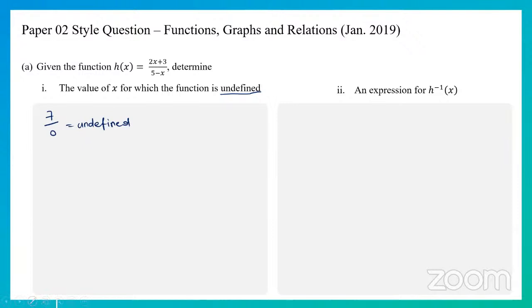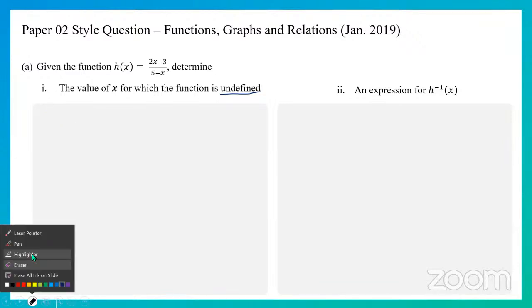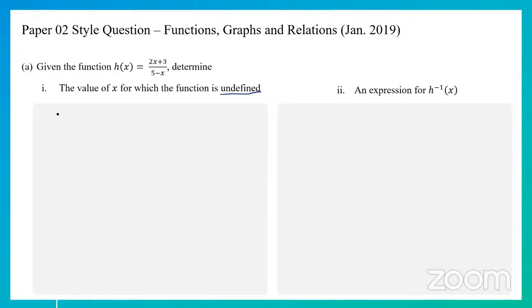So we're trying to find out what value of x makes our denominator 0. When they say value of x for which the function is undefined, they're asking for the value of x which makes the denominator equal to 0. Here I'm just going to rewrite the function h of x equal to 2x plus 3 over 5 minus x. We're trying to find the value of x that would make this denominator equal to 0.